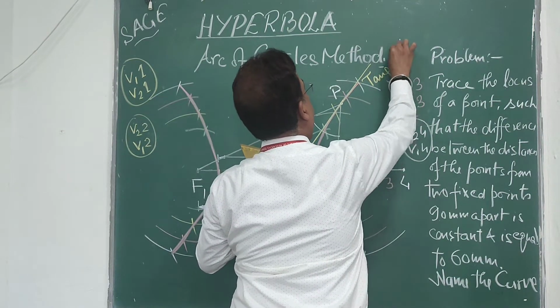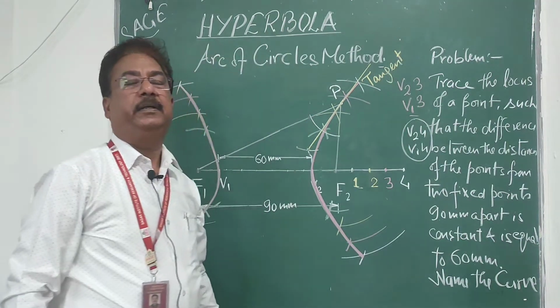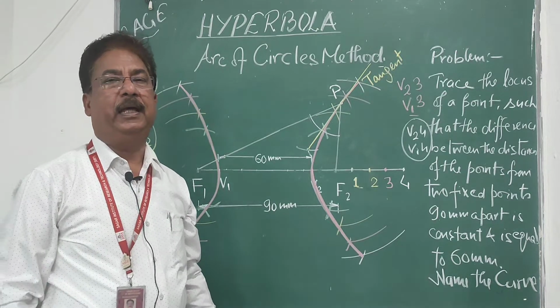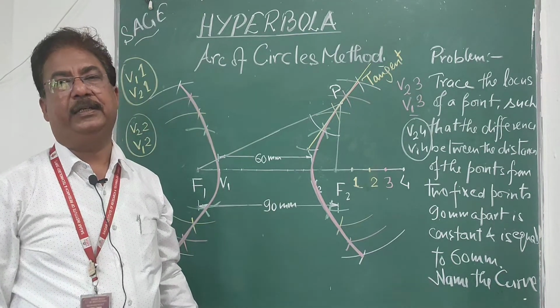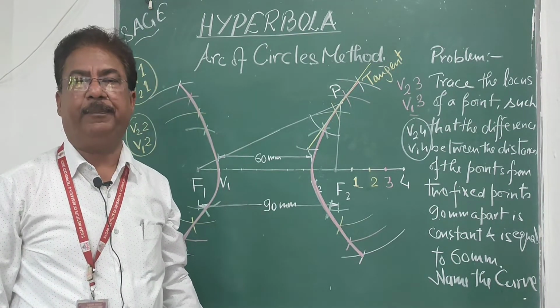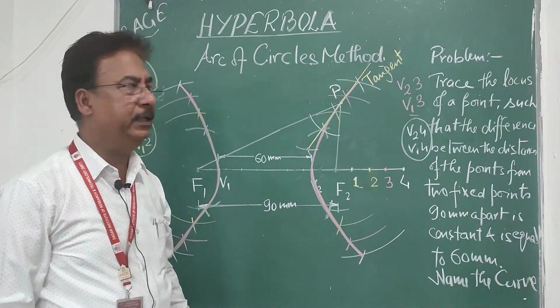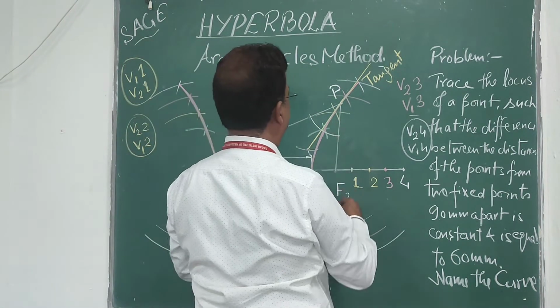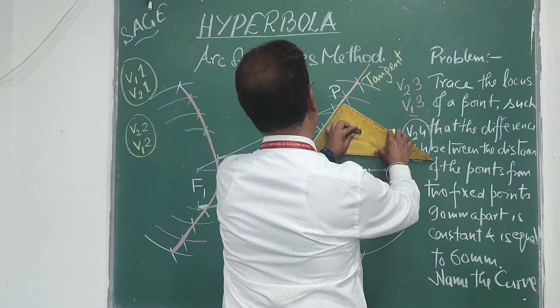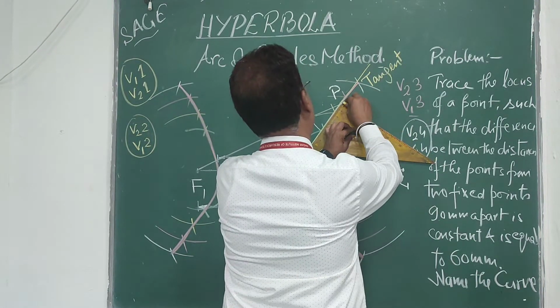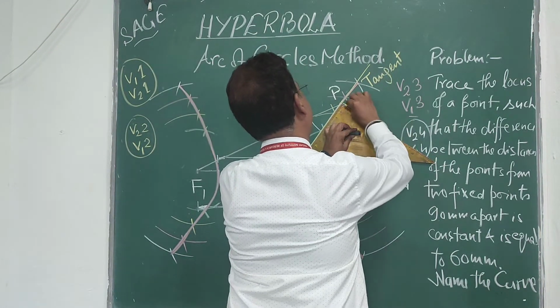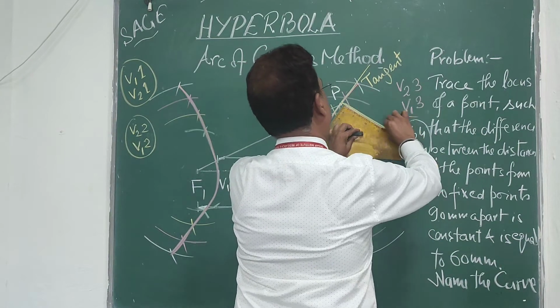This method is the same as we applied in the case of the ellipse. In the case of the ellipse, initially we get the normal, then perpendicular to the normal will be the tangent. In this case, when I bisect this angle, we directly get the tangent. Now perpendicular to this tangent will be the normal.